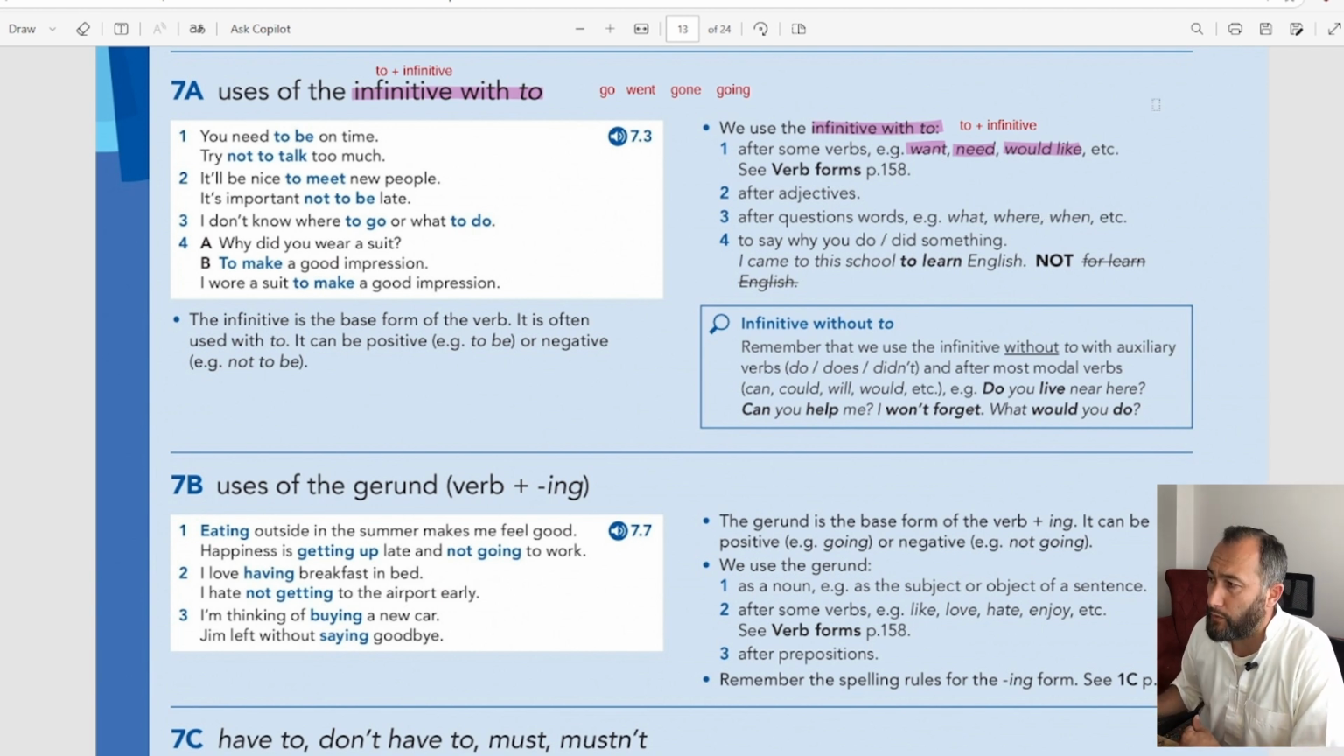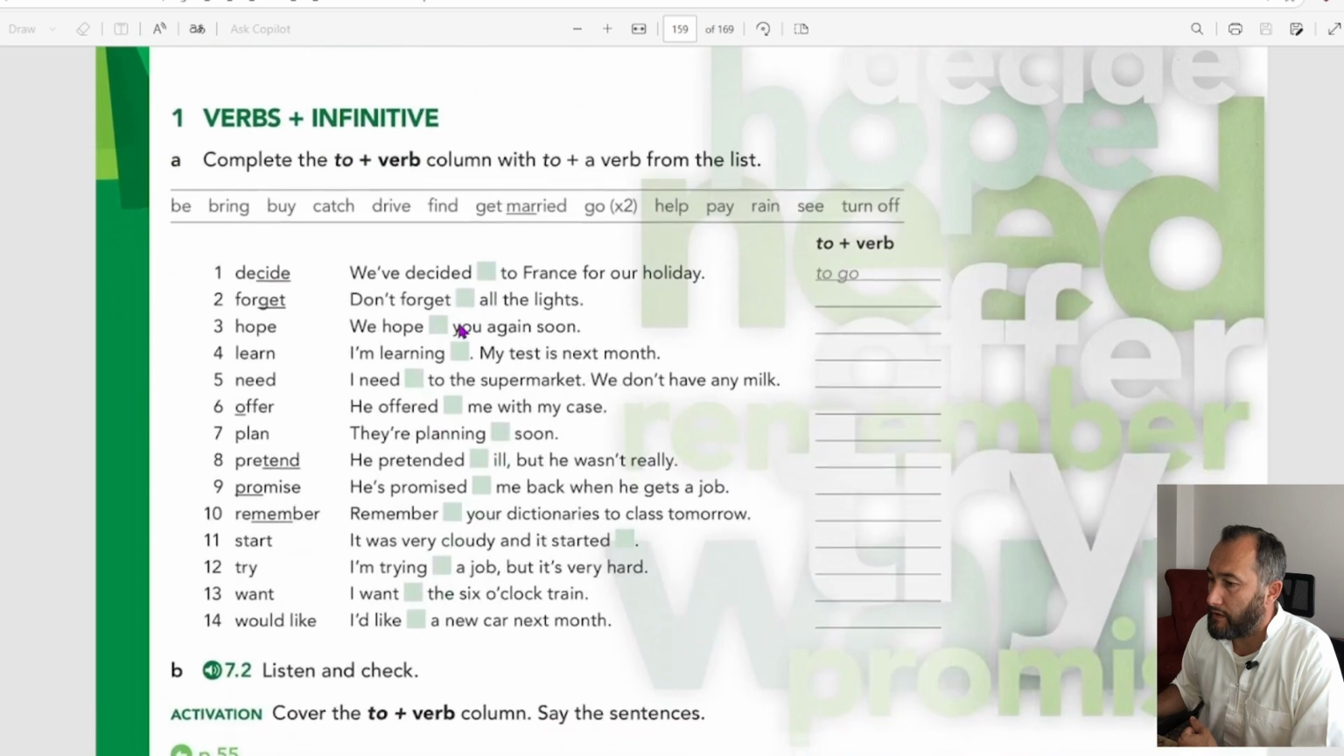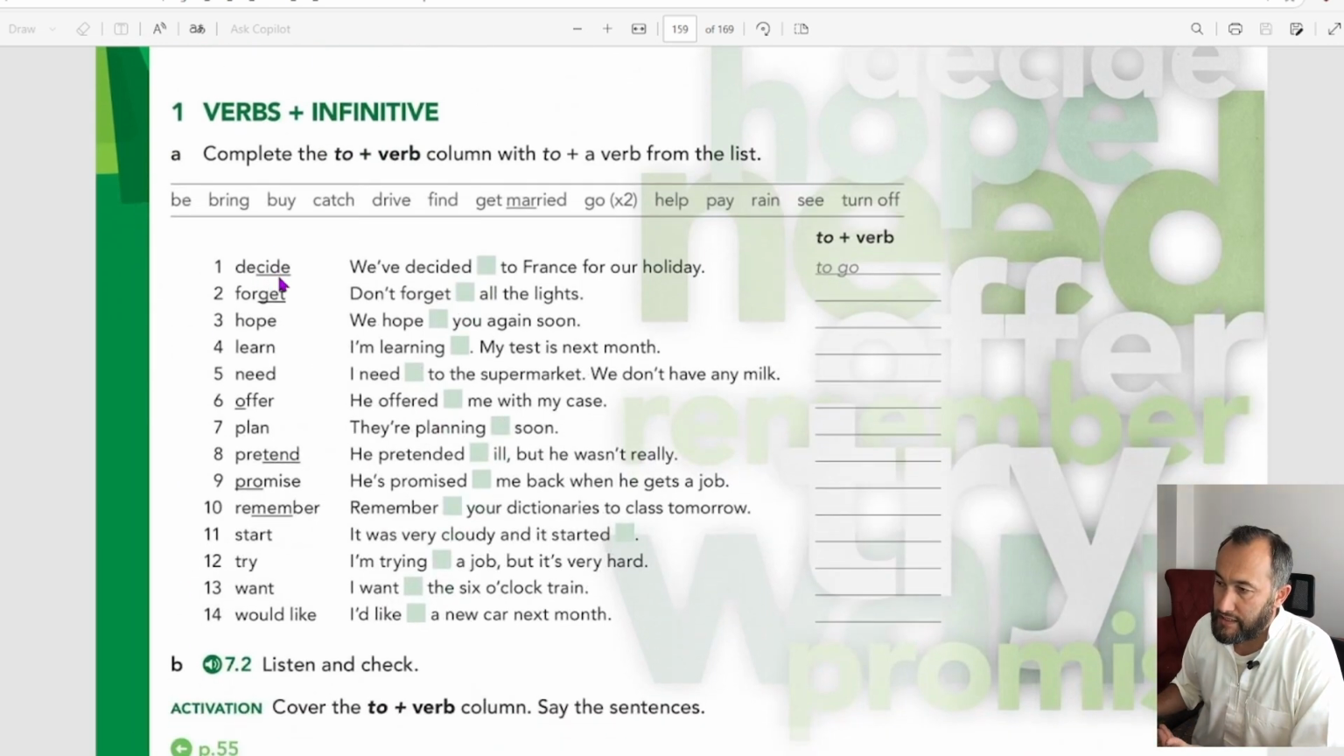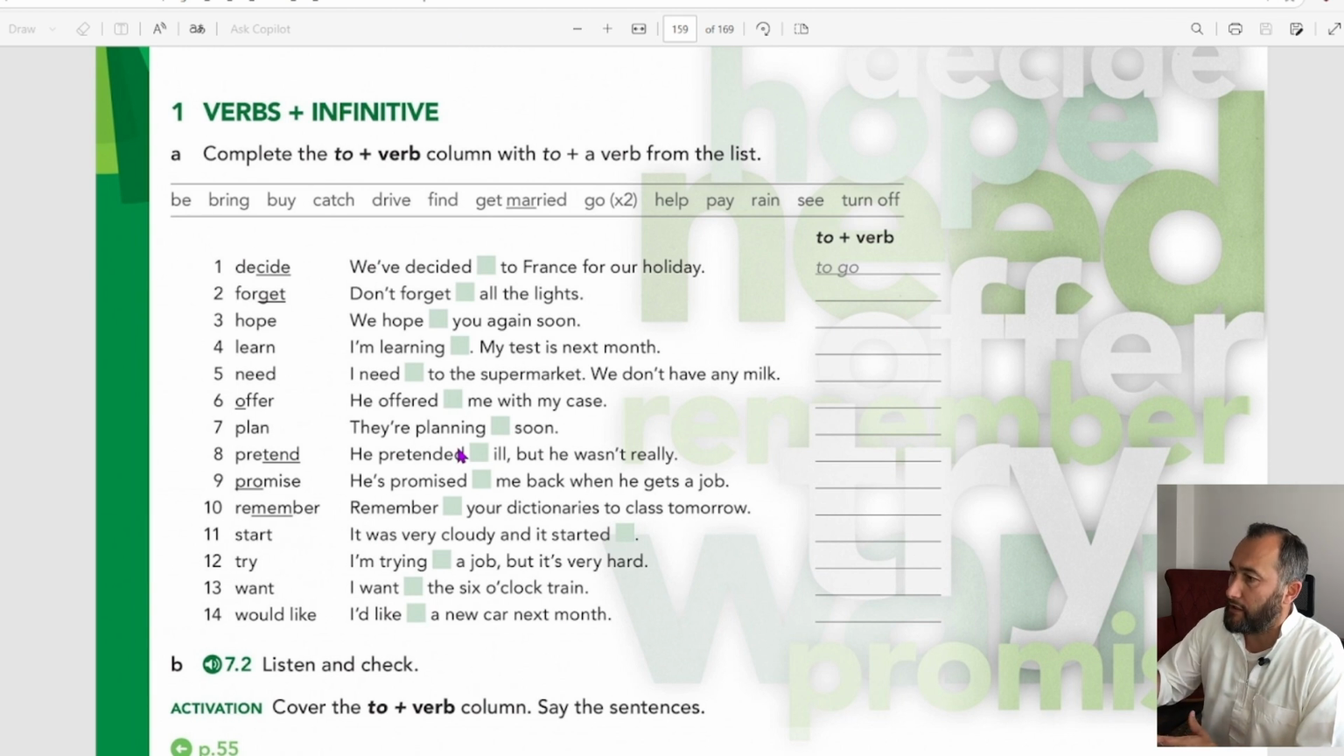If you would like to see more verbs, we're going to go to page 158 now, which I'm going to show you, which is here. You see, we've got 14 verbs. Decide, forget, hope, learn, need, offer, plan, pretend, promise, remember, start, try, want, would like. After these verbs, if I'm going to use another verb, the second verb should come in to plus infinitive. Okay, so we're not going to do this exercise here because this is the vocabulary part actually. So we're going to do it in the vocabulary session, guys. But what I want to show you here is these 14 verbs.